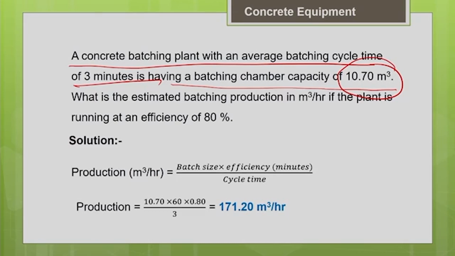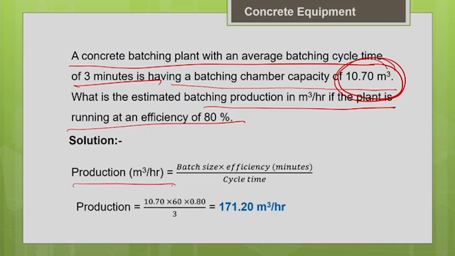It refers to the mixed quantity of concrete only. So 10.7 meter cube is the capacity. So what is the estimated batching production in meter cube per hour if the plant is running at an efficiency of 80%? So the plant efficiency is also given as 80%. Now you find the batch production.